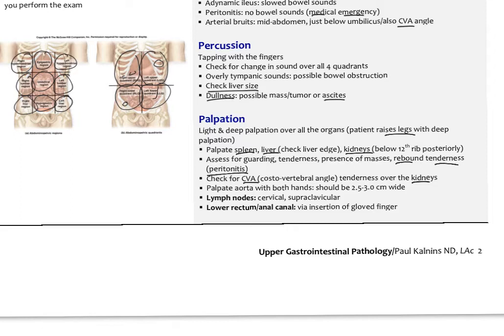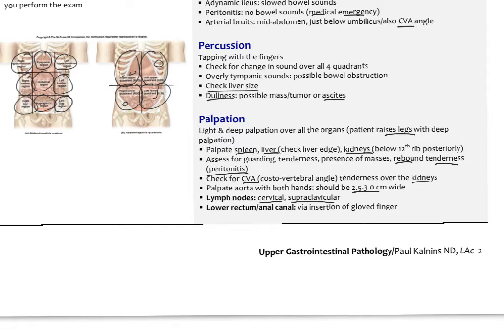And then palpate the aorta with both hands. We actually should see that it's only less than 3 centimeters wide. So you can, in the mid-abdomen, press down in and kind of get an estimate of the edges of the aorta. Then looking for any lymph nodes in the cervical area up in the neck and supraclavicular area.